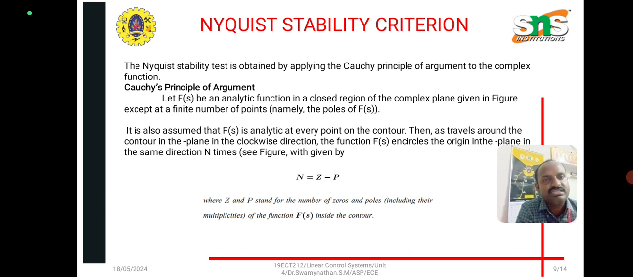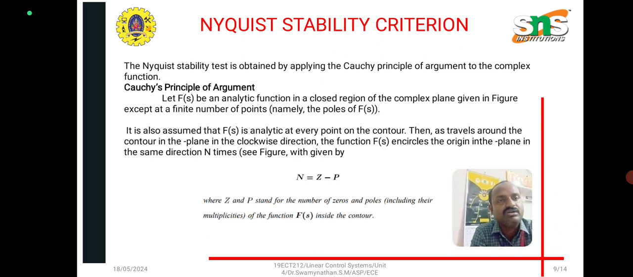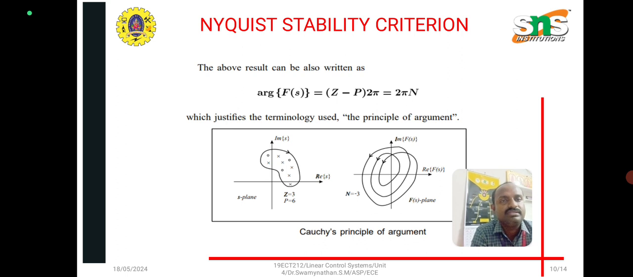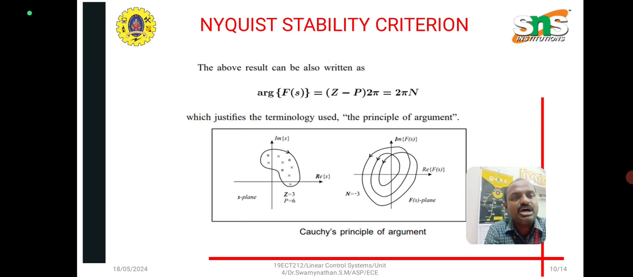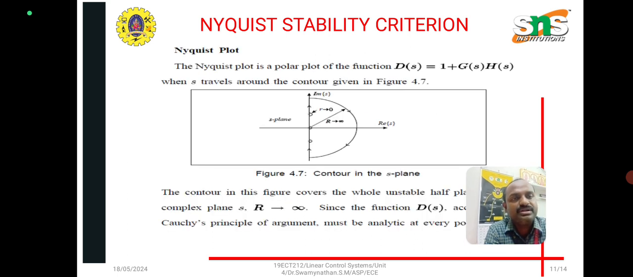Here Z and P stand for the number of zeros and the number of poles, including their multiplicities, of the function f of s inside the contour. And again, the argument of f of s is equal to Z minus P times 2 pi, which is nothing but N. So N is equal to Z minus P. So it satisfies the terminology called the principle of argument, that is, the Cauchy principle of argument.